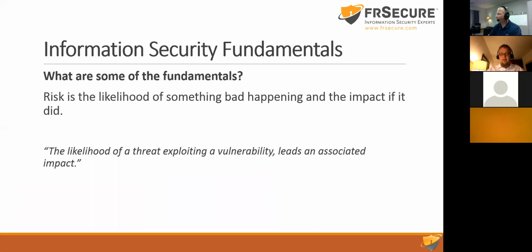So this is my definition of risk. Really two things. I mean, let's simplify it. It's the likelihood of something bad happening and the impact if it did. When you talk about threats and vulnerabilities, a vulnerability is nothing more than a weakness in a system. A threat is something that could or might exploit that weakness. That's what leads to, at the end of the day, the likelihood and impact piece.